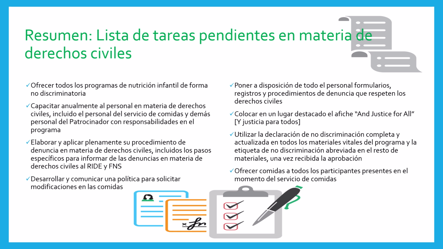You need to use the full and current version of the USDA non-discrimination statement on all vital program materials and the shortened tag anywhere that it's been approved for use. And you need to offer meals to all participants present on site at the time of meal service. If you do all of the things listed on this slide, you should be on the right path for ensuring civil rights compliance and will likely avoid having to go down the road of dealing with a civil rights complaint. But at least, if you do end up in that position for one reason or another, if you follow these steps, you'll have a clear and well-communicated policy in place and procedures for how to handle any complaints that you may receive.